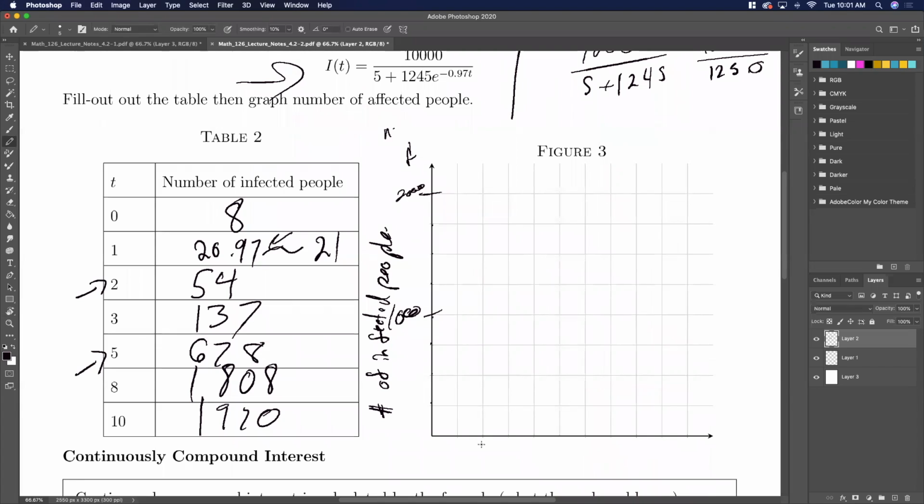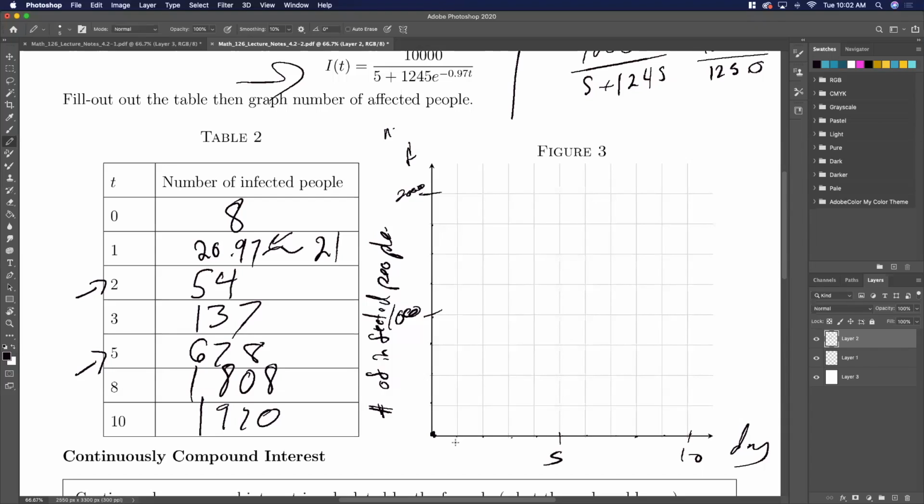And then we'll have days. Here we have 1, 2, 3, 4, 5, 6, 7, 8, 9, 10. Perfect. All right, so here at day 0, we're at 8, so that's negligible on our 1,000 scale.